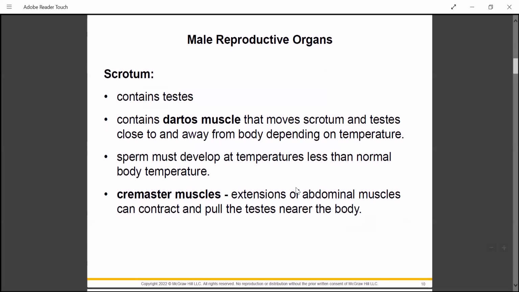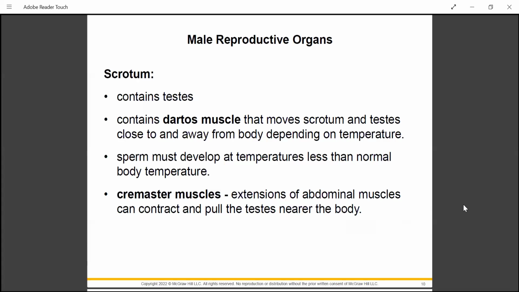All right, the scrotum is just one of our supportive organs. It contains the testicles. It also contains the dartos muscle. That's not a super important one. That's kind of nice to know, but that's what actually helps to move the testes closer or farther away from the body, depending on temperature. So sperm has to develop under a specific environment. And so that muscle and keeping it away or closer to the body ensures that our testicles stay at the temperature we want at all times.